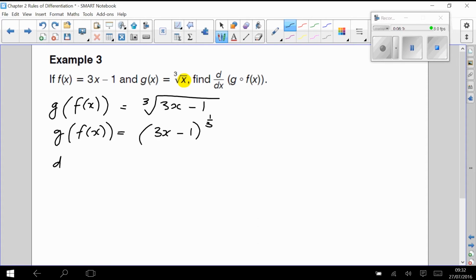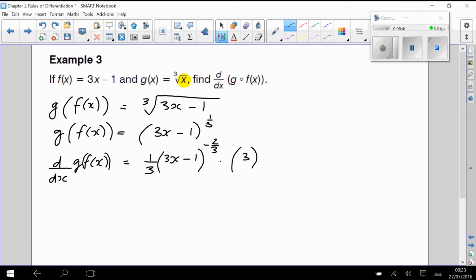So the derivative in the variable x of g of f of x is given to me by the derivative of the outer function, which is going to be a third 3x minus 1, and then a third minus 1 is minus 2/3, and the derivative of the inner function is 3. Remember, I told you that this is a perfect answer, but for the sake of practicing simplification, that's what we're going to do in this next step.